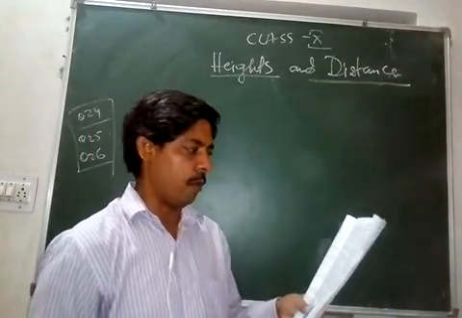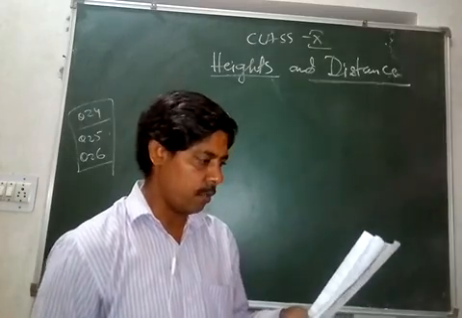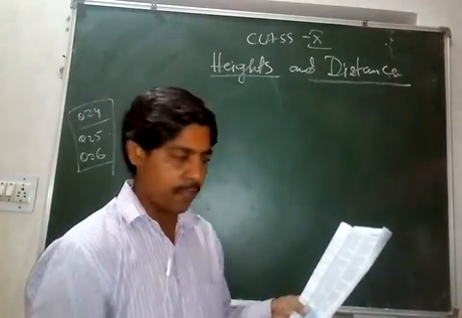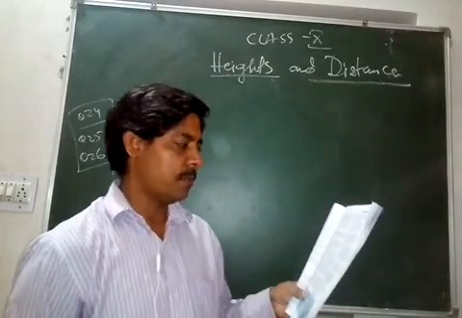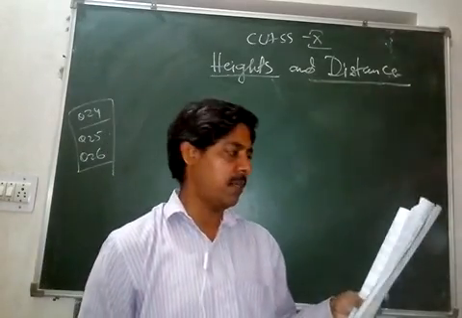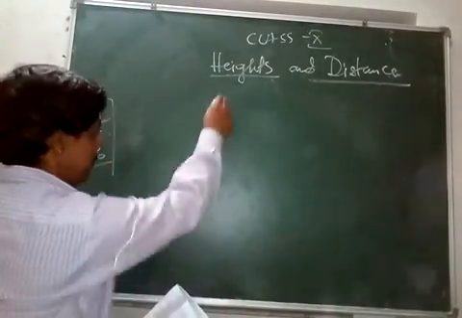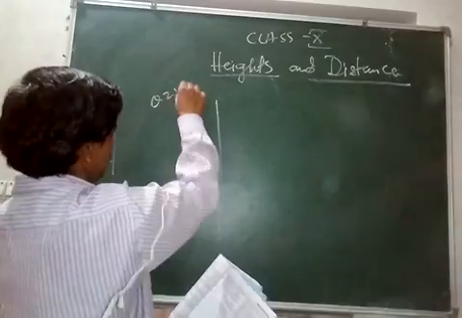Question number 24 of your exercise I'm reading out. A vertical straight tree, 12-meter high, breaks due to strong wind in such a way that its top touches the ground and makes an angle of 60 degrees with the ground. There is a tree here. Okay, this is question number 24.